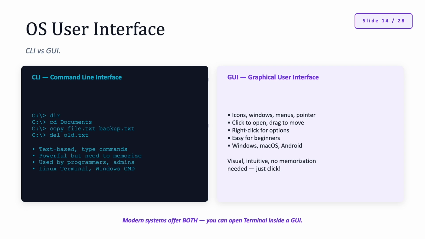GUI, graphical user interface, uses icons, windows, menus, and a mouse pointer. Click to open, drag to move, right click for options. Windows, Mac OS, and Android all use GUI. GUI is easier for beginners. CLI is faster for experts. Modern systems offer both. You can open a terminal window inside a GUI.